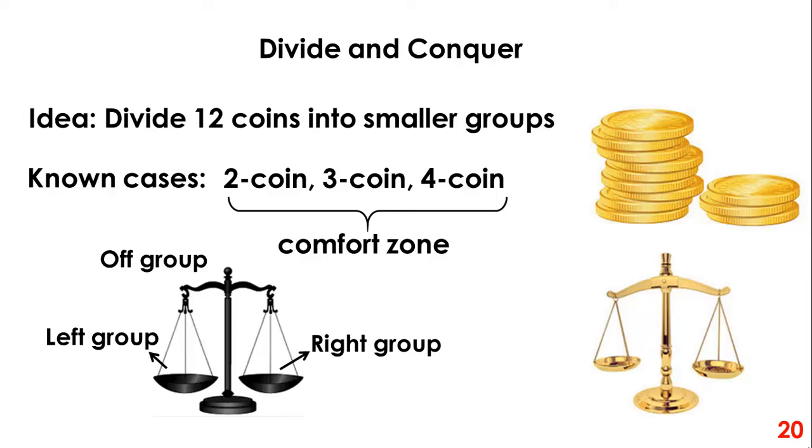But we know the left group and right group must have the same number of coins. Otherwise, it is meaningless and will not be helpful. So they should have the same number of coins. Now, let's split the number 12 into a sum of 3 numbers. A natural way is 4 plus 4 plus 4. Although you have other splits, this one is the most balanced split.